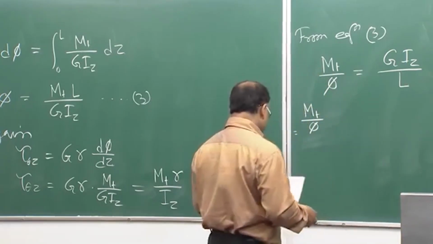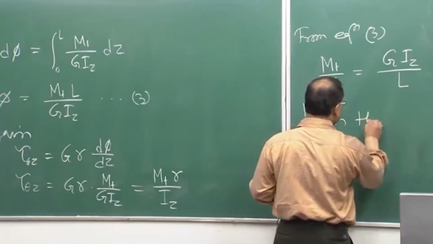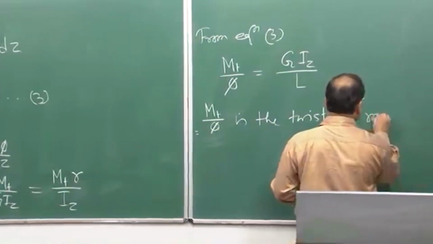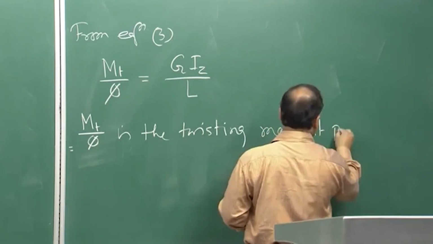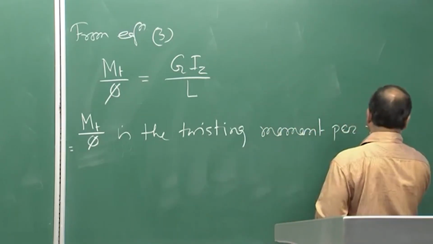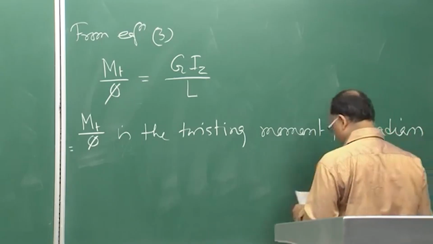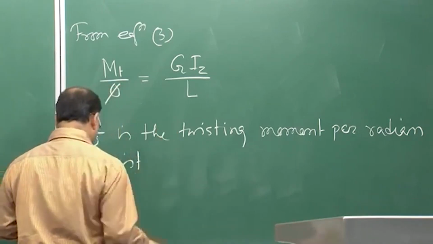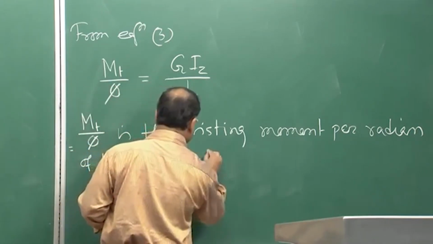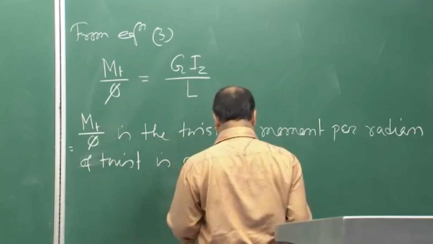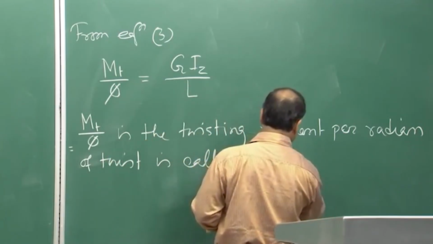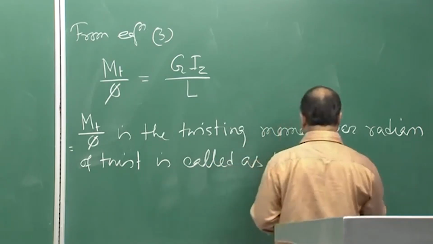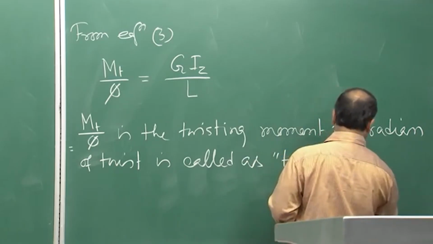So, this mt by phi is the twisting moment per radian of twist and is called the torsional stiffness. Like your spring constant, that is a part of torsional stiffness.